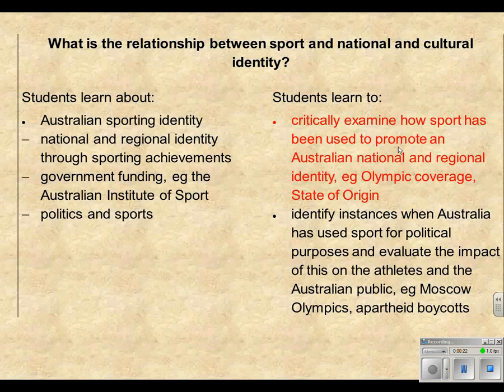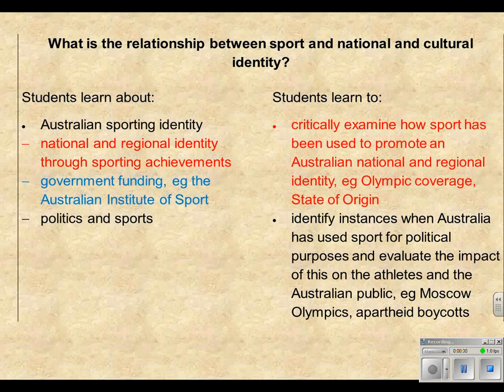which I've highlighted in red. And that is critically examine how sport has been used to promote an Australian national and regional identity. And the examples the syllabus uses is the Olympic coverage and State of Origin. Now, if you're talking about what dash points to use for this question, the main one here is the one I've highlighted in red on this side of the syllabus: national and regional identity through sporting achievements, and to a lesser extent, government funding, the Australian Institute of Sport.